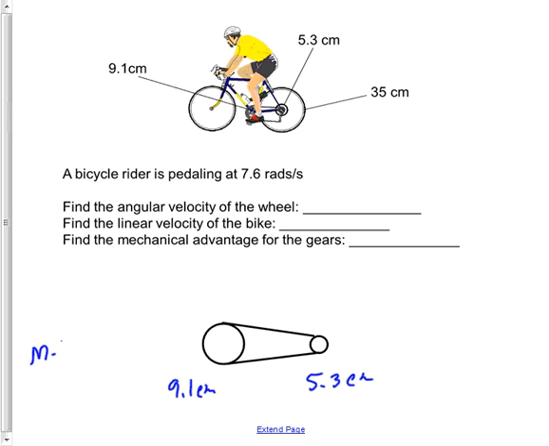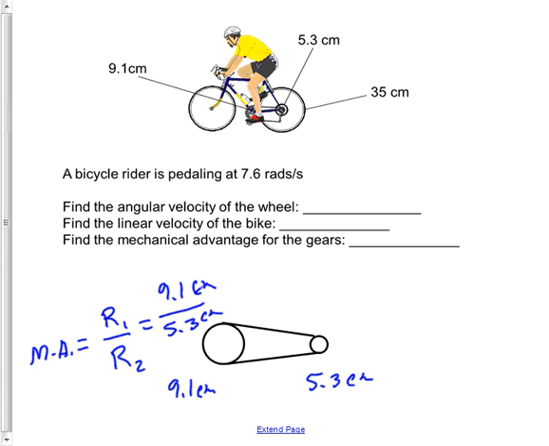Mechanical advantage, MA, would be equal to the ratio of the first gear divided by the second gear. And we'll use their radius values. The first gear is the one that's being touched by the person pedaling. The second gear is the one that's attached to the wheel. So we'll just do a quick ratio here. We'll take 9.1 centimeters divided by 5.3 centimeters.